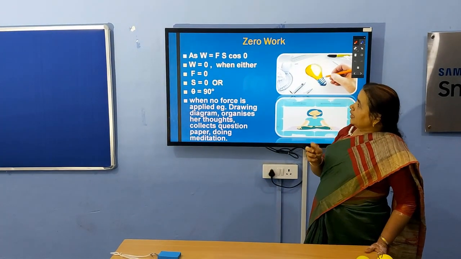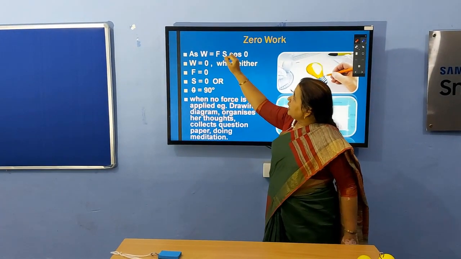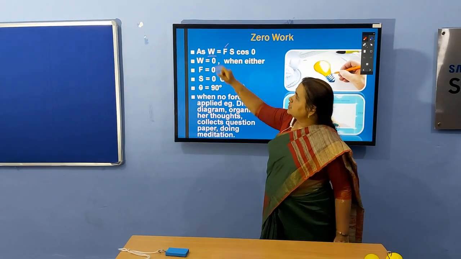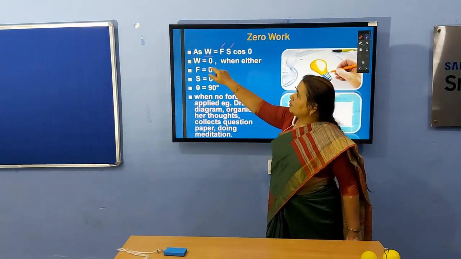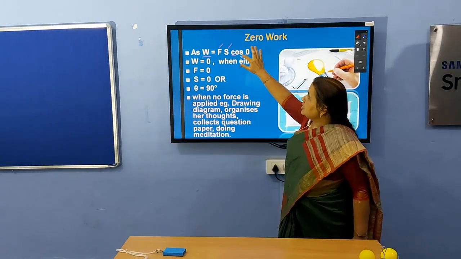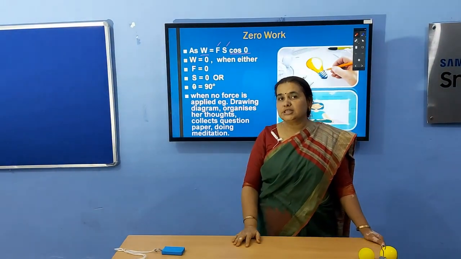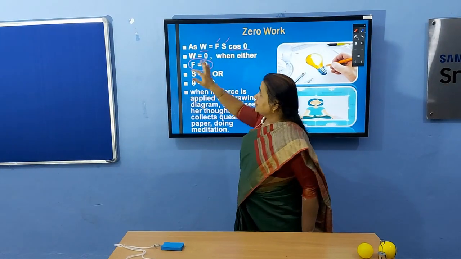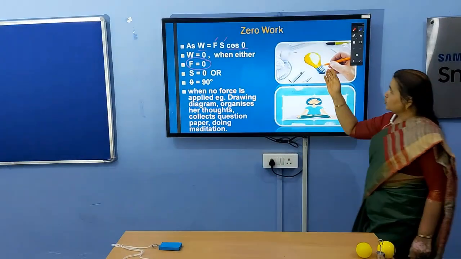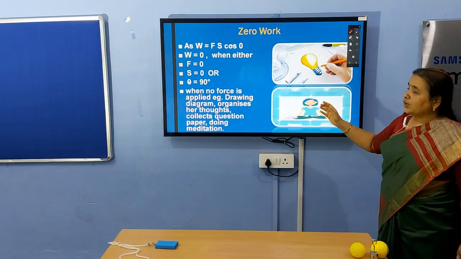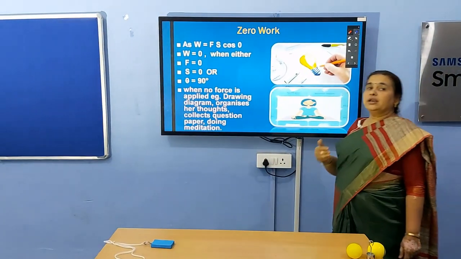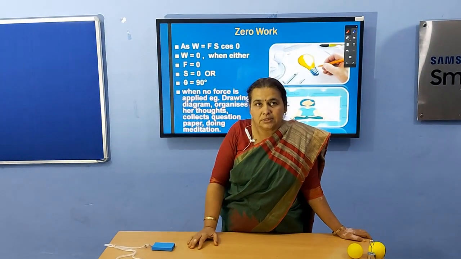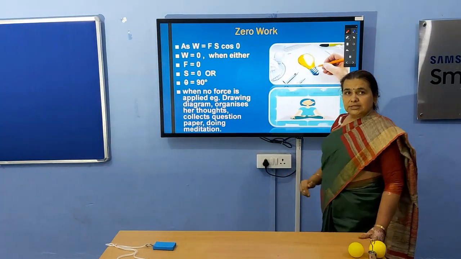Zero work can be due to any of these three quantities. If F is zero, work done is zero. If displacement is zero, work done is zero. If cos theta is zero, work done is again zero. Now let us start with the first condition, when no force is applied, and that's why work done is zero. Suppose you are drawing, doing meditation, reading, or writing. That means you are not applying any force. So that's why work done is zero.